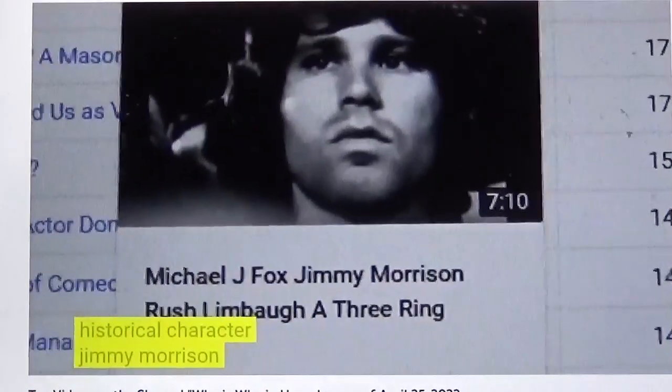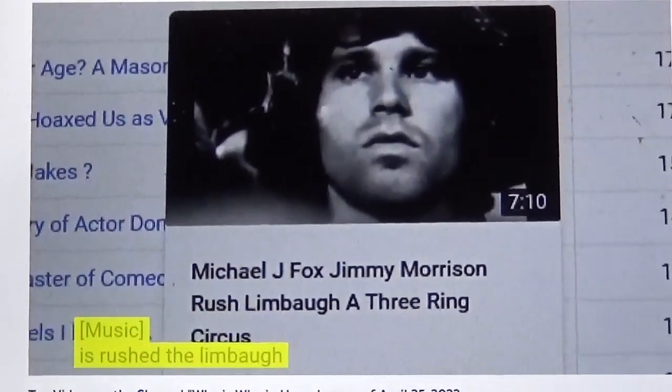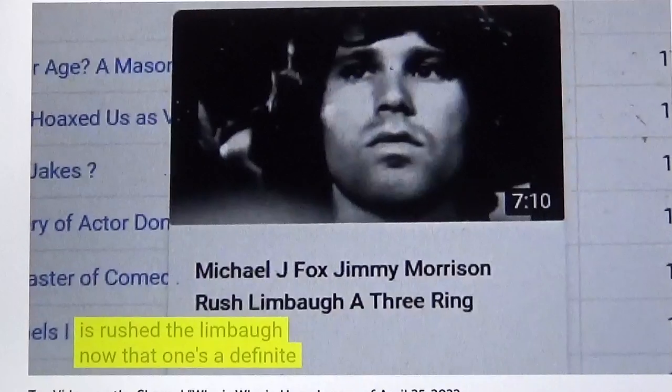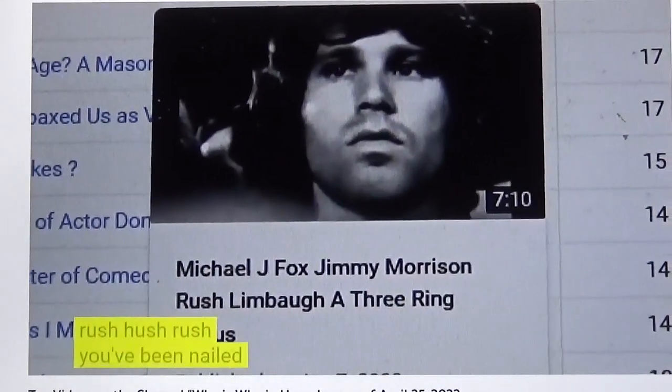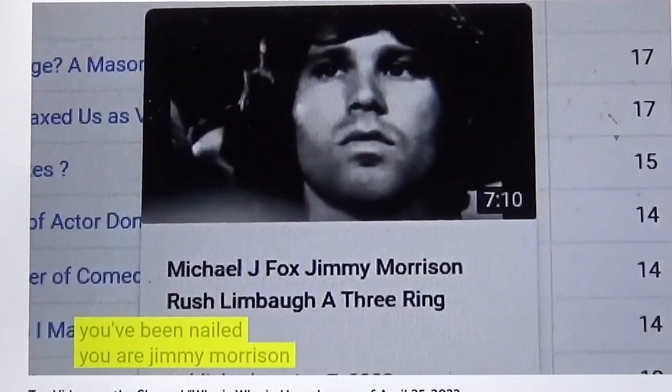Jimmy Morrison is Rush the Limbaugh. Now that one's a definite. That's a definite. Rush, hush, Rush. You've been nailed. You are Jimmy Morrison.